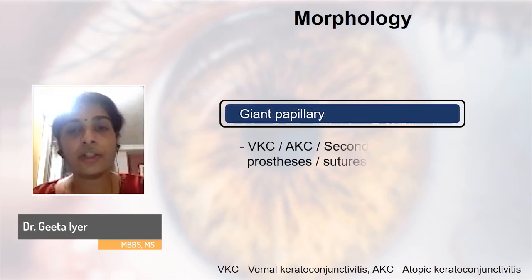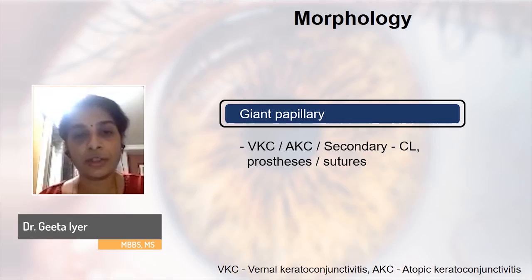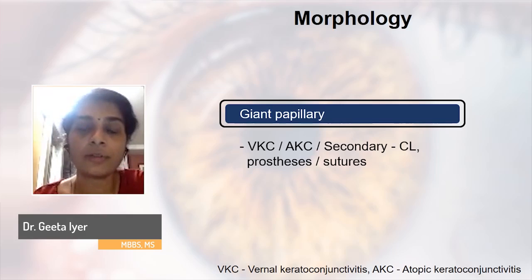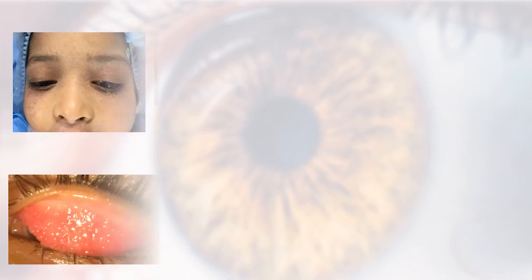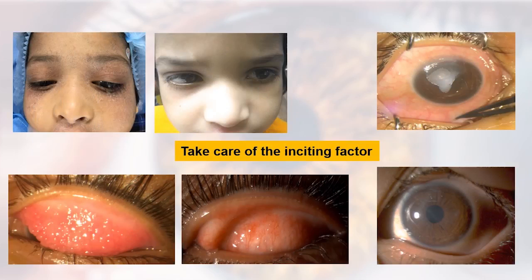Moving on to a giant papillary variant of chronic conjunctivitis. The most common cause of the giant papillary variant is vernal keratoconjunctivitis, or VKC. Apart from that, you can also have contact lens, prosthesis, or suture-related GPC. So this is a very classical VKC where you have giant papillae in the upper eyelid, which ends up causing shield ulcers. In this particular patient, she also had an associated skin allergy, for which the dermatologist treated her simultaneously.